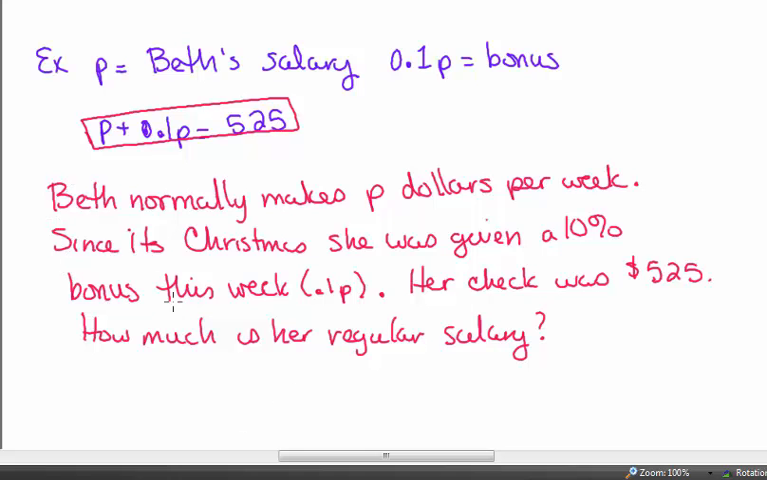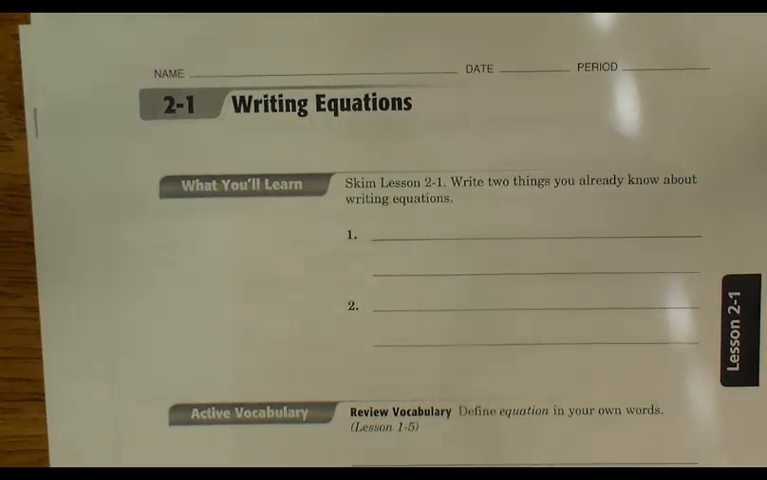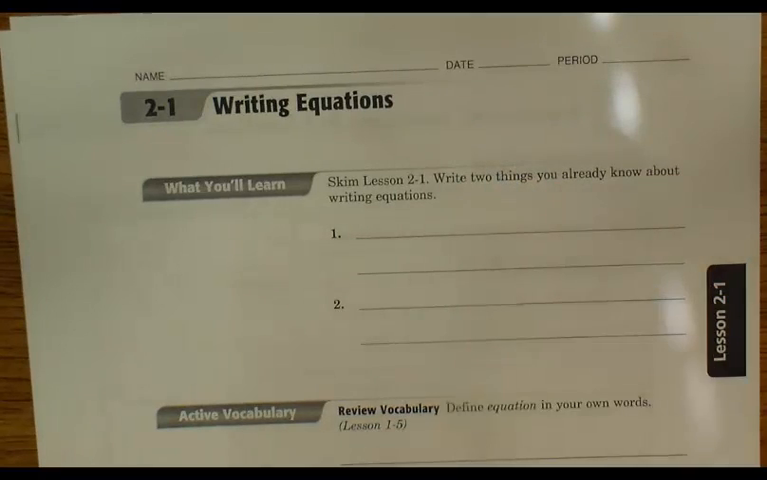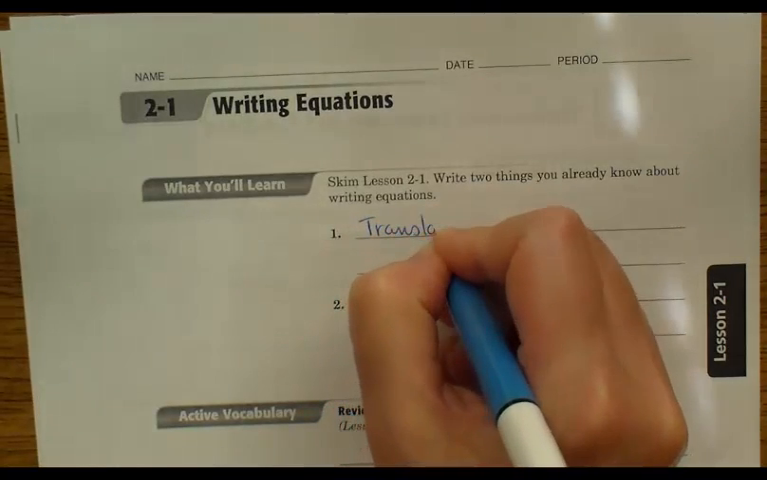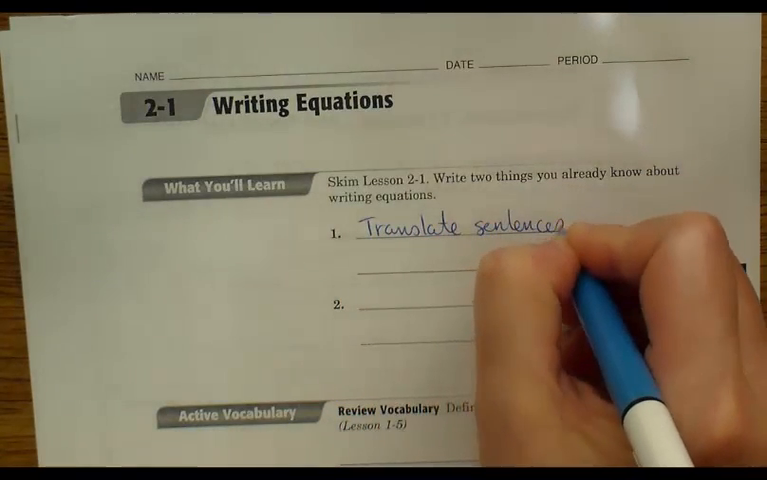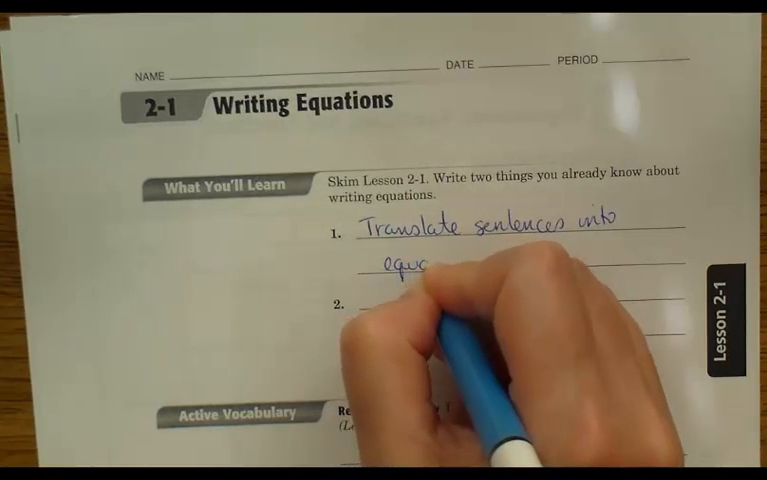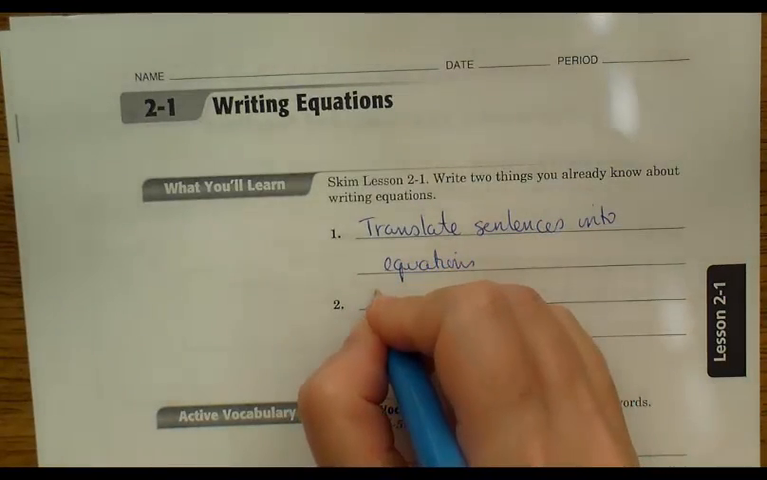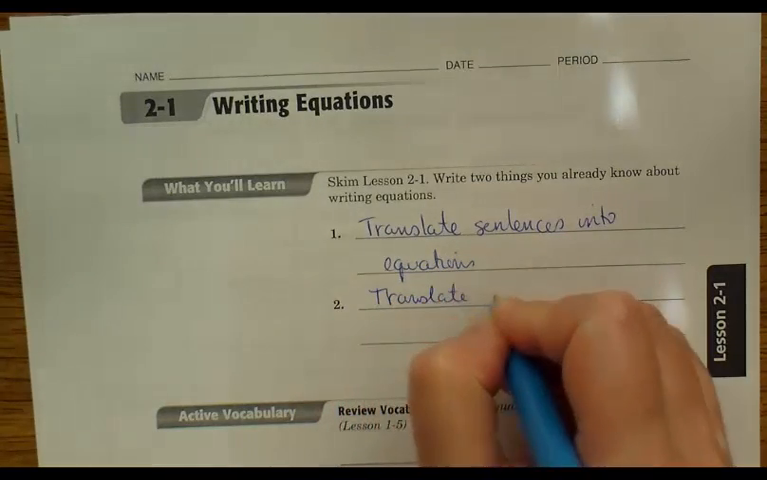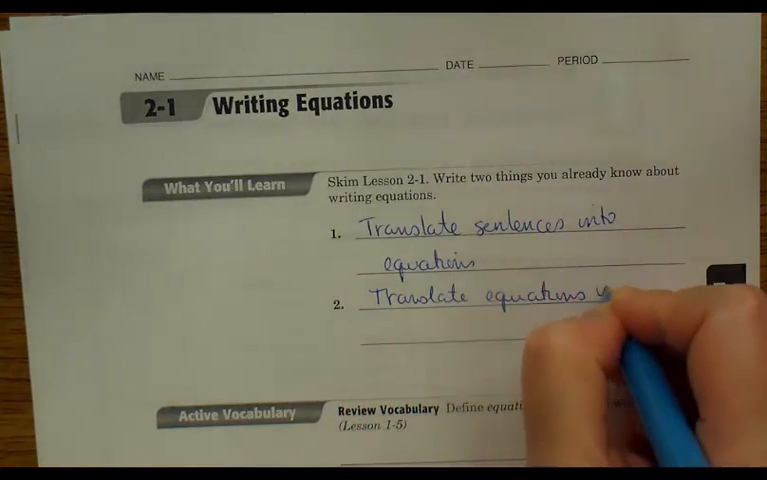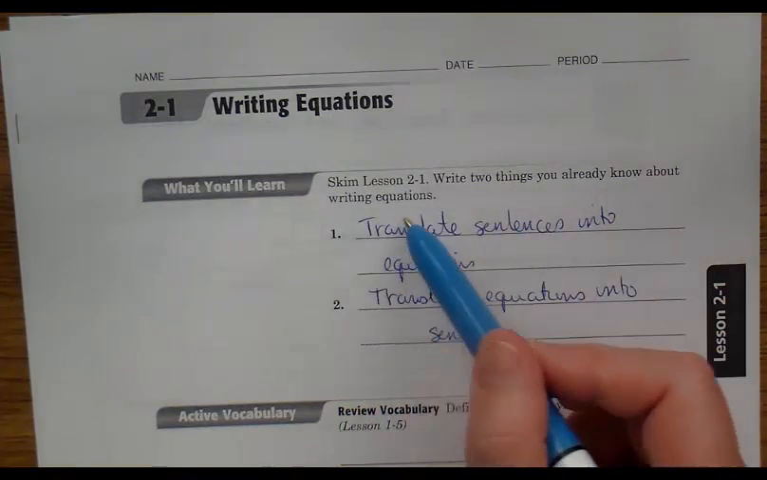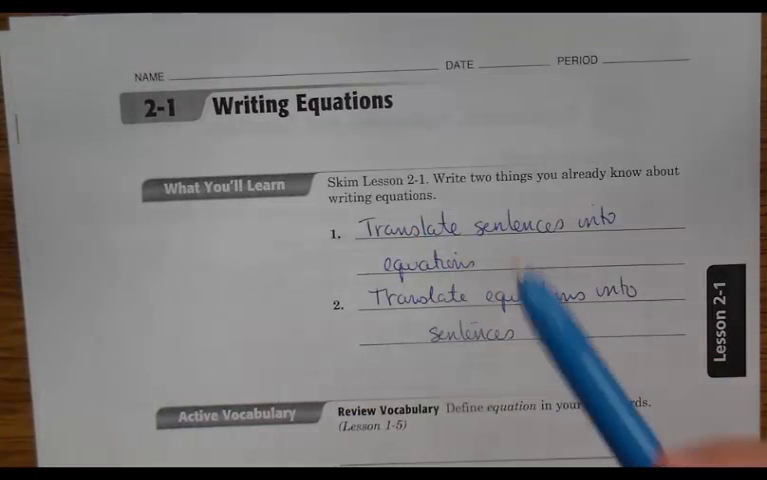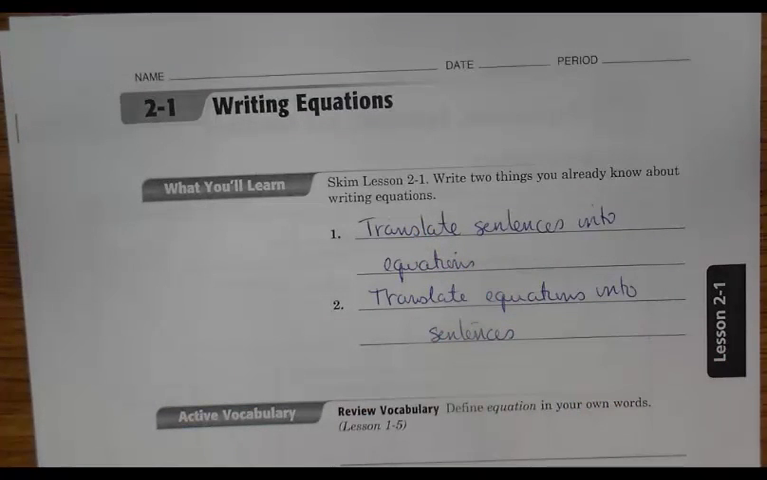And next we'll go on to the note-taking portion. Let's go over what you should have gotten from your note-taking. The things that we are going to learn, I'm just writing things we need to learn, is to translate sentences into equations and to translate equations into sentences. Now, if you went through and you wrote down two things you already knew, I have no way of knowing what you already knew. So if you already knew something, write it down here, and that's perfectly lovely.